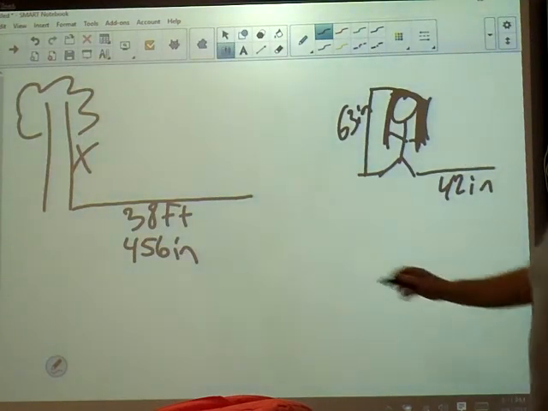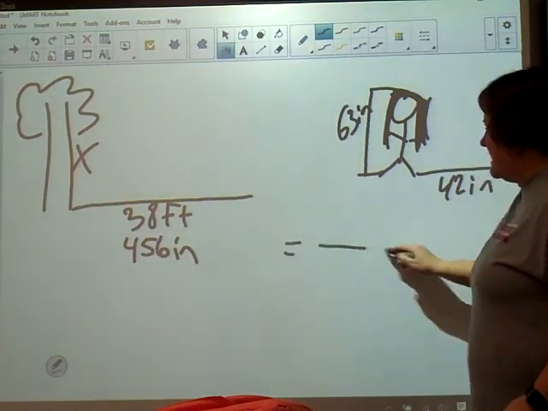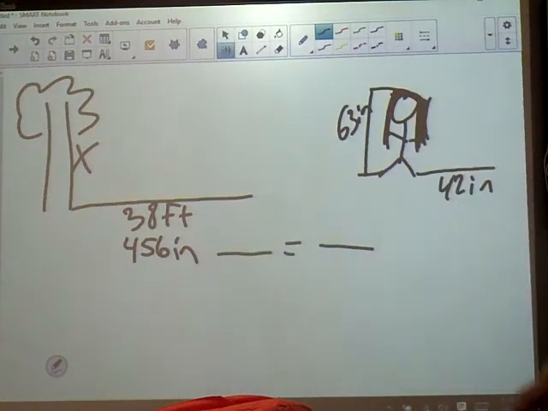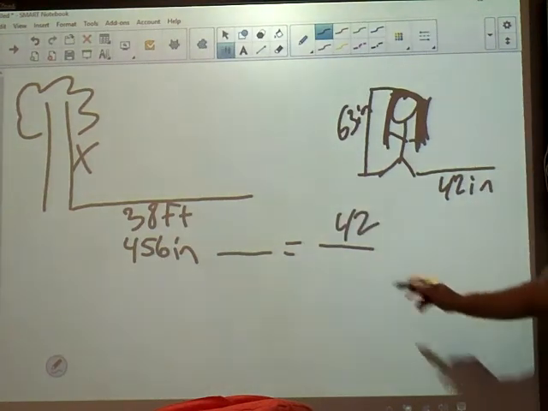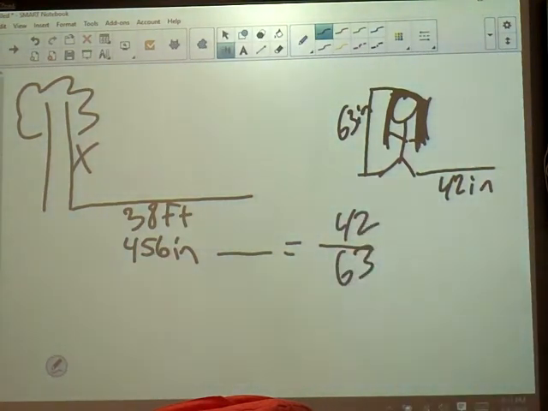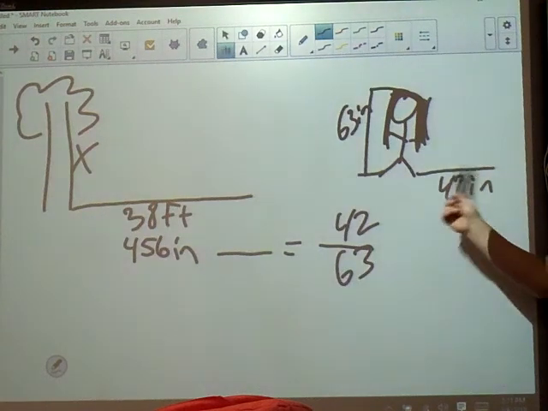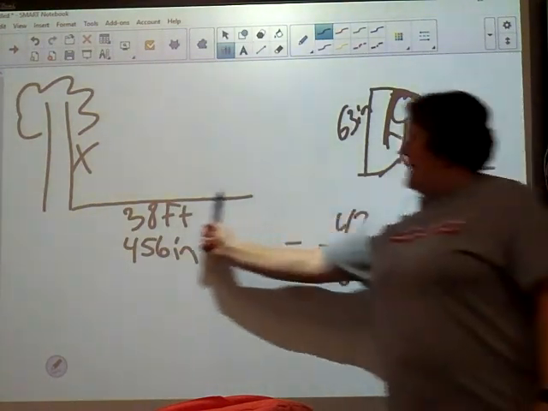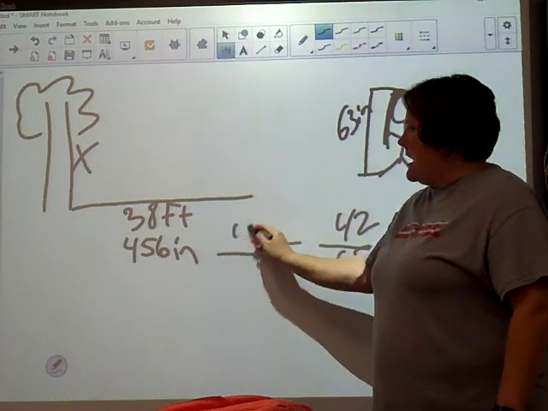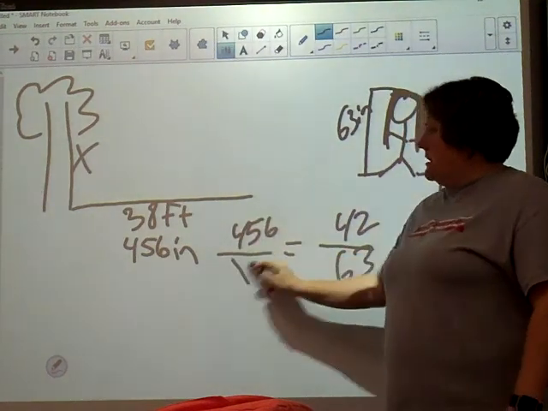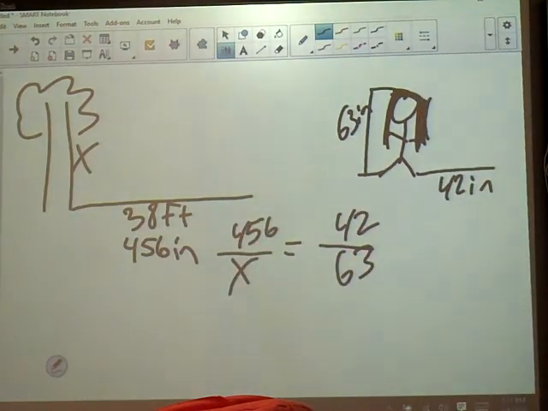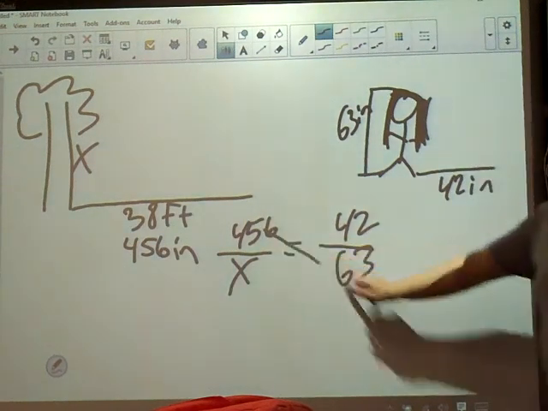I'm going to keep the tree stuff on one side and Mason's stuff on the other side. Do you want Mason's height or Mason's shadow on the top? Just shadow. Okay, that was weird, but that's good. Now, since she put the shadow of Mason on top, the shadow of the tree has to go on top. And I don't know how tall the tree is, so I'll call it x.